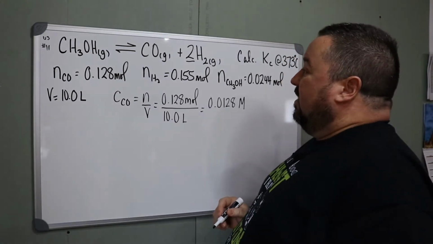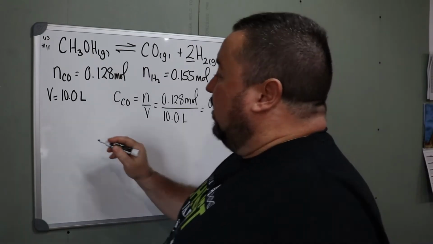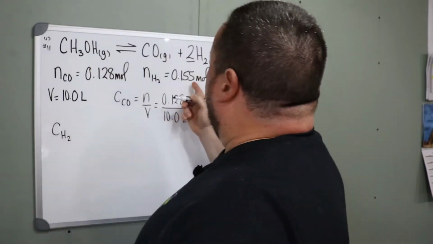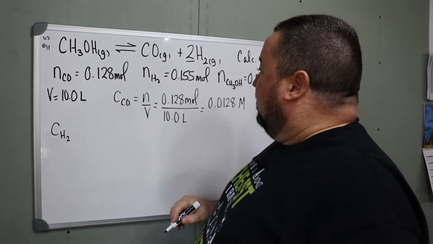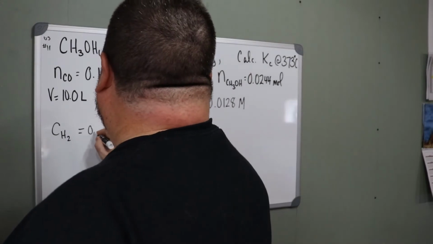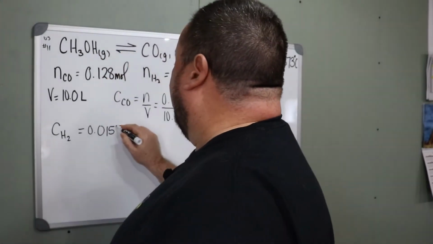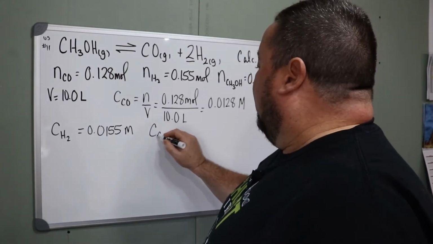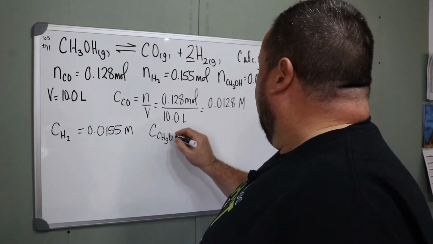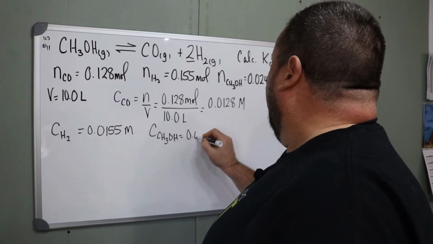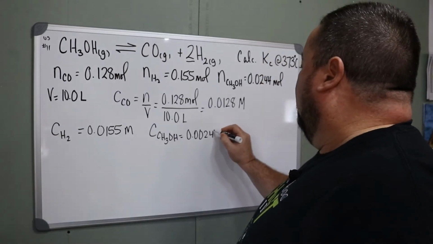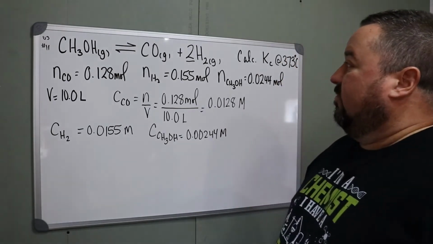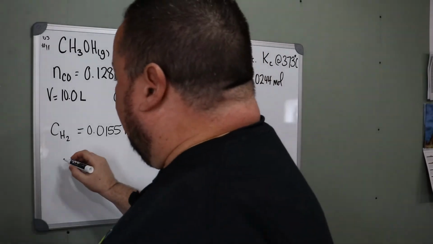So similarly, the concentration of the hydrogen is the number of moles divided by 10 as well, to 2 sig figs, so 0.0155 molar, and the concentration of the methanol is 0.00244 molar.